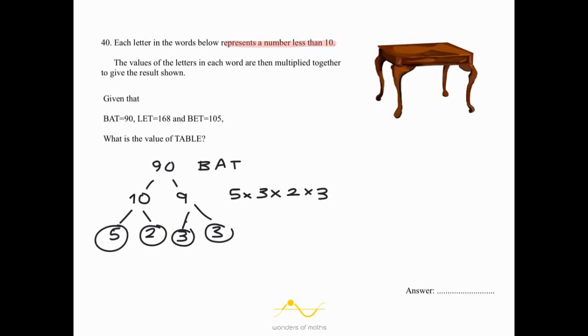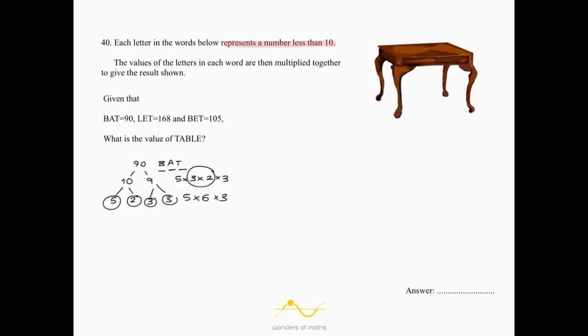But we only have 3 letters here, 3 factors. So one thing we can do is multiply 2 of our factors together. 3 times 2 is 6, to give us 3 factors. Now let's do the same for the other numbers we have here.